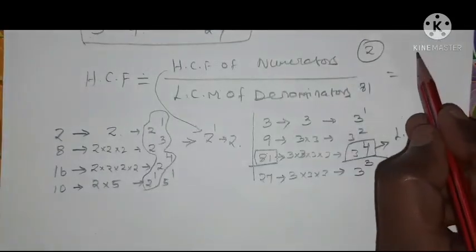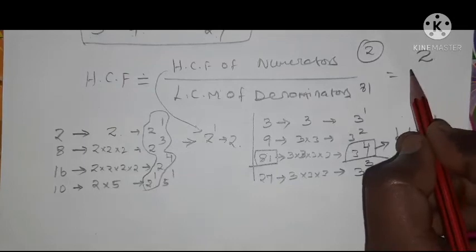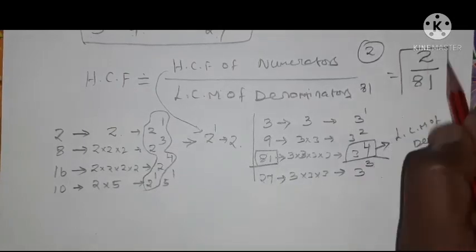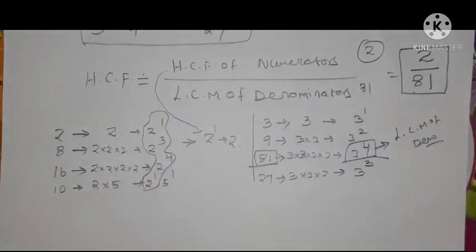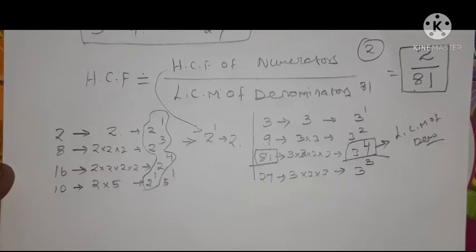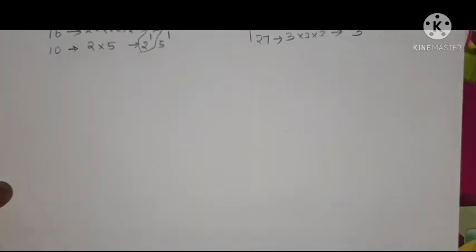So the highest common factor of the given fractions is 2 by 81. This is the answer. This is a way that we can easily find the highest common factor of the given fractions. Fine. Next we'll see about the least common multiple of these fractions, right?